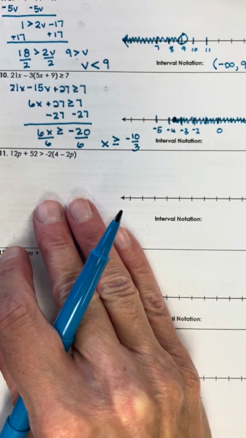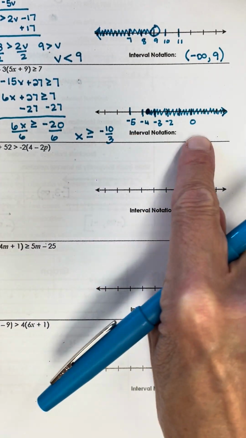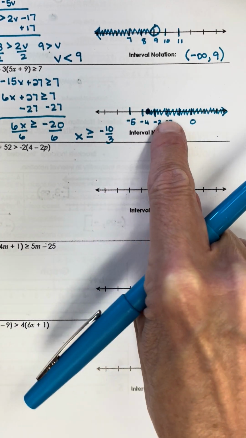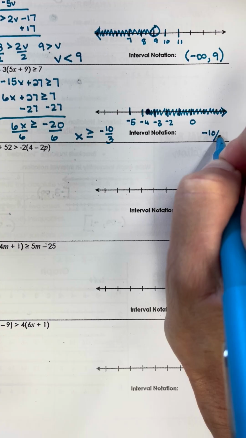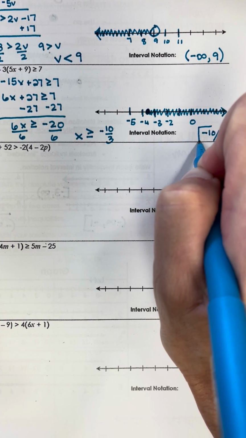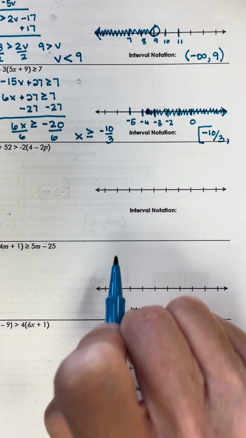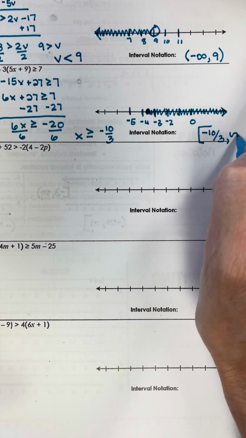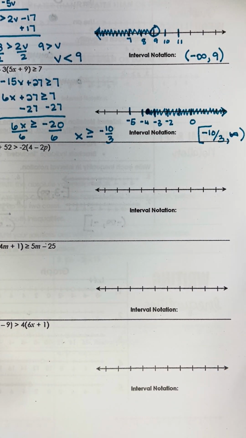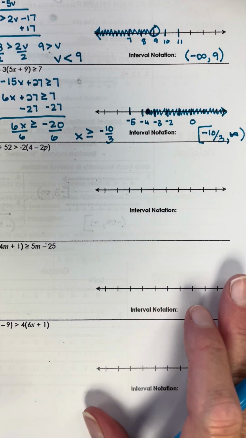Now, my interval notation. If I were reading my graph from left to right, I would hit negative 10 thirds on the graph first with a closed circle. So I would represent that closed circle with a bracket, and then I'm headed to forever in the right direction, so I'm headed to infinity.